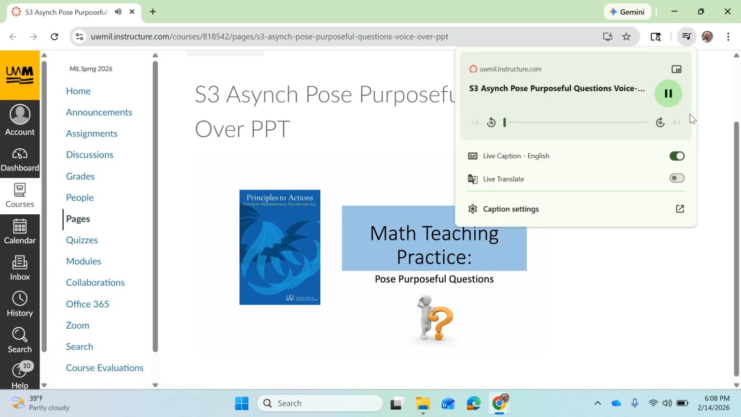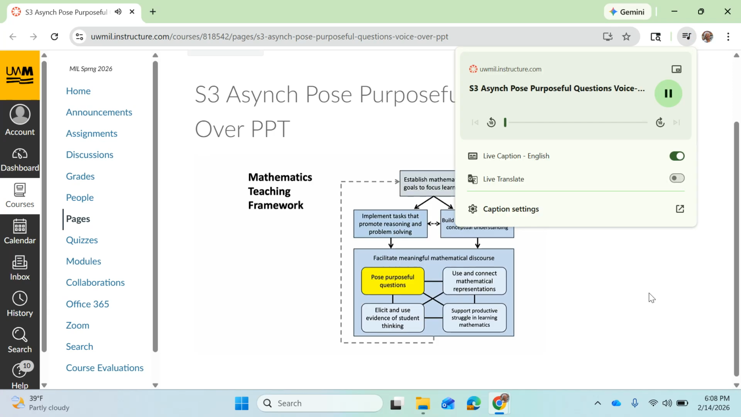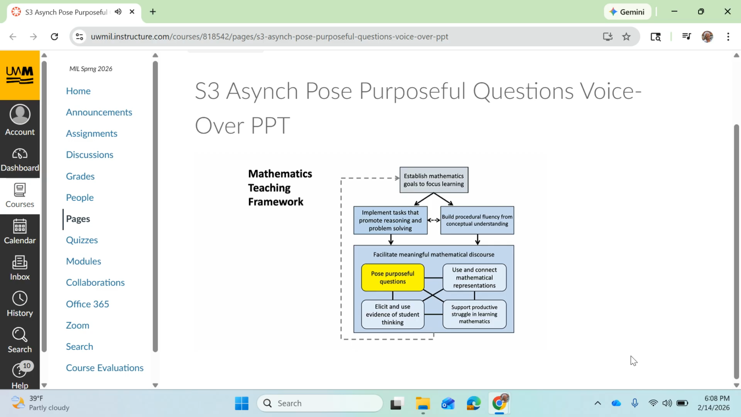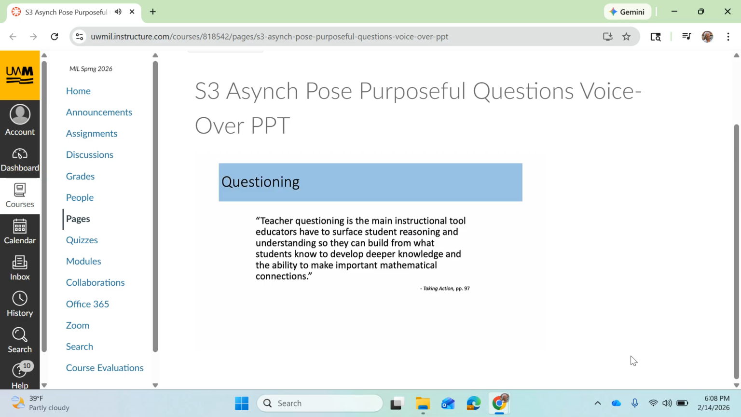Teaching practice: pose purposeful questions. And we can see this teaching practice situated inside our box in the framework for facilitating meaningful mathematical discourse, because this practice is really one of the critical pieces that we use as we work to facilitate that strong discourse in our classrooms. So just a brief quote from Taking Action for you to get us started.